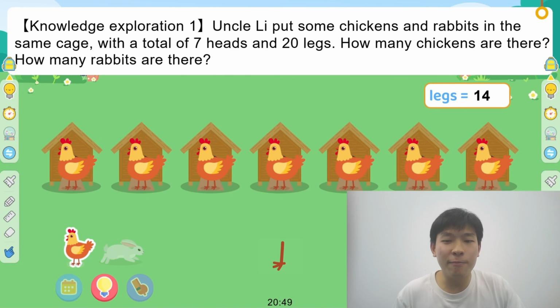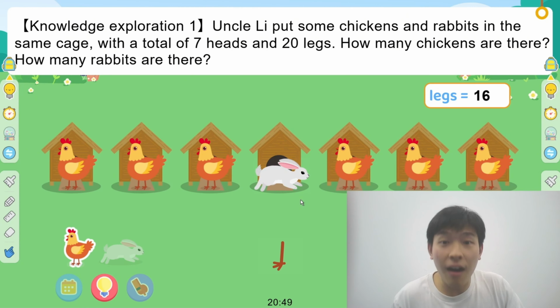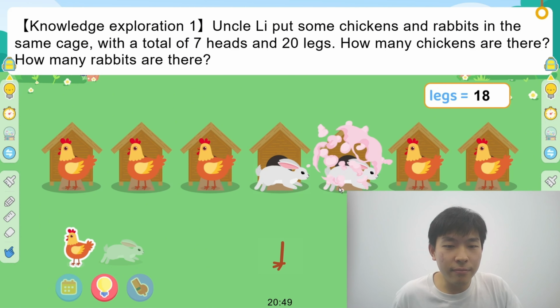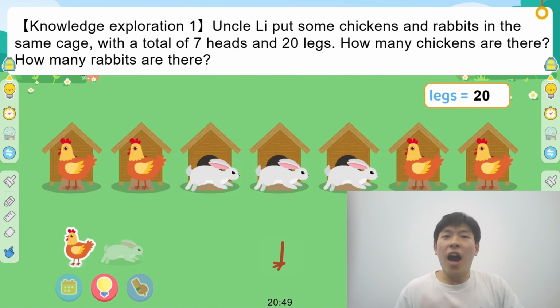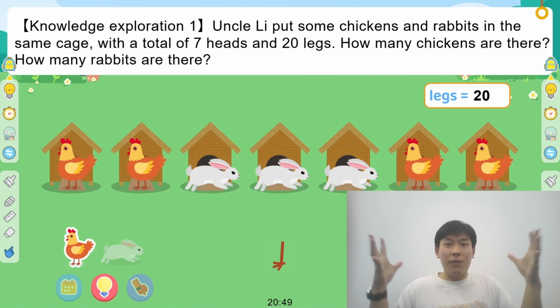So, let's try. Now here we have 1 chicken. So, if we replace it, we get 1 rabbit, and we have 2 extra legs. So, let's continue. Now we have 18 legs and 2 rabbits. Let's continue again. Here we have 20 legs, which is what the question wants. How many rabbits do we have? 3 rabbits. How many chickens do we have? 4. 1, 2, 3, 4. So we have solved the problem.